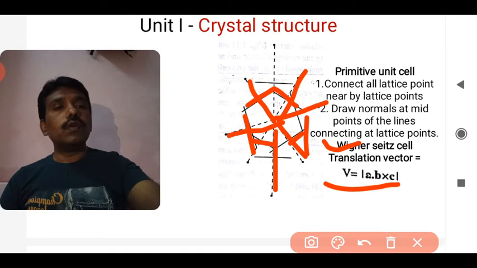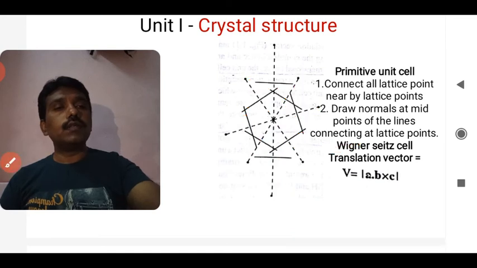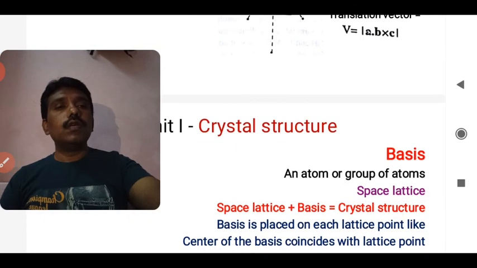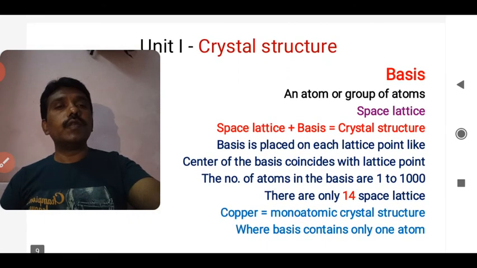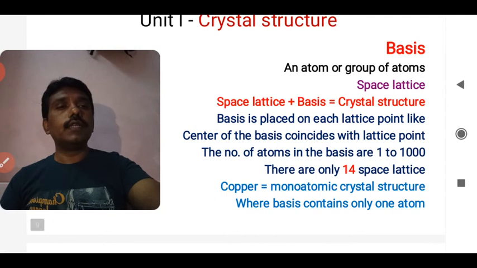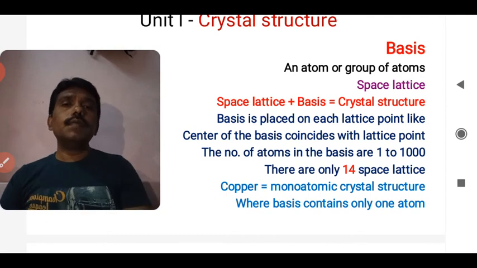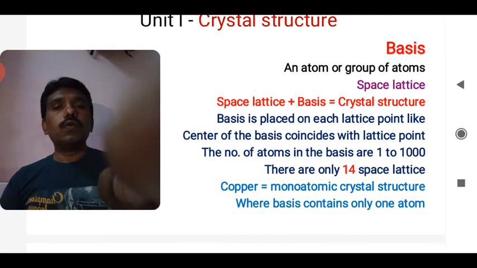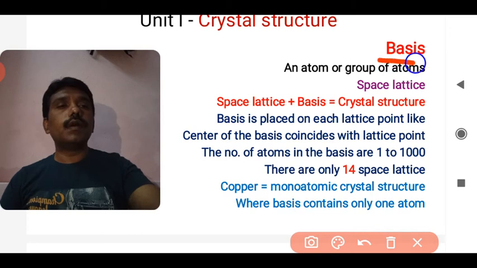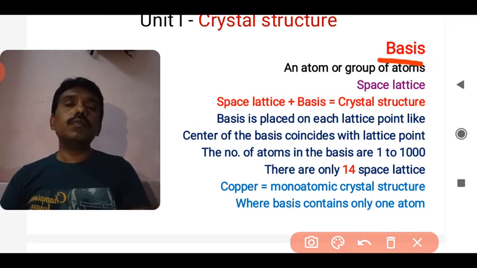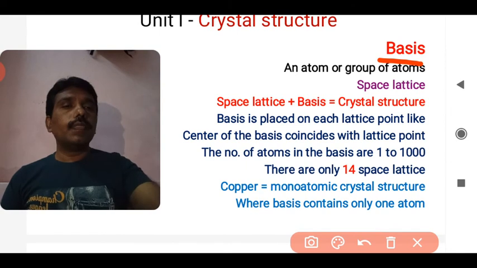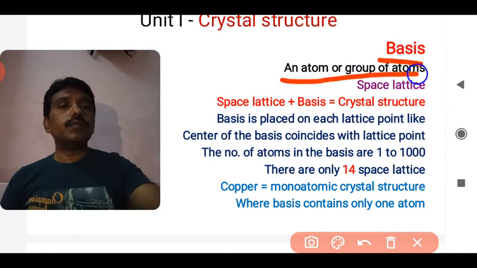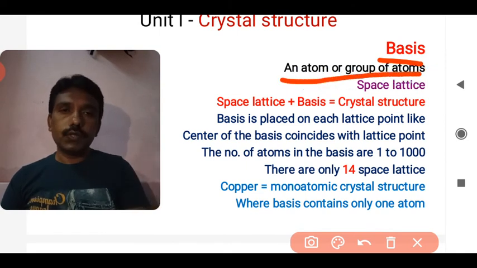Looking forward, as far as unit cells are concerned, another very important part is called the basis. In a simple way, the basis is a very simple part to understand. It is nothing but a group of atoms. An atom or a group of atoms is called the basis.